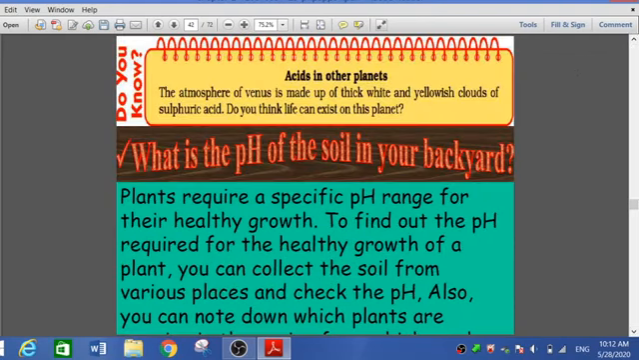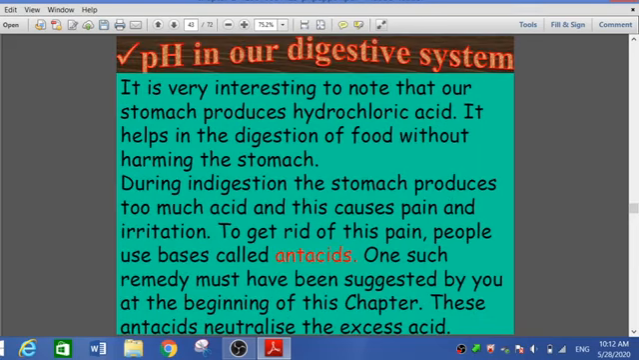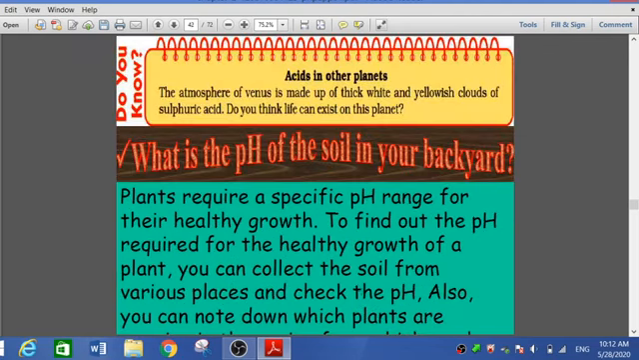Now we are discussing the pH of our soil in the backyard. Plants require a specific pH range for healthy growth. To find out the pH required for healthy growth of a plant, you can collect soil from the various plants and check the pH. If the plant soil is acidic, then we have to add a base, such as gypsum.